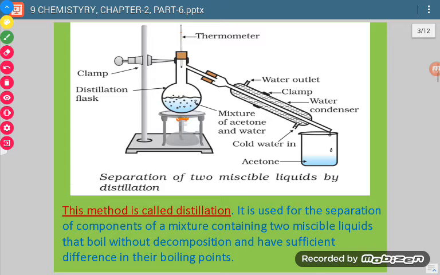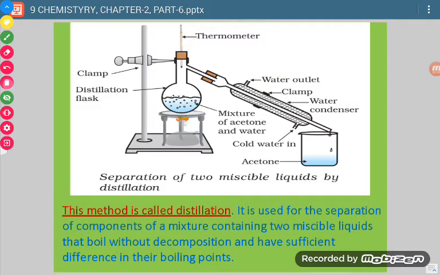Now see how it is. This is the apparatus. Here this is called the distillation flask. This is the Bunsen burner, and in this we have taken the mixture. This thing is called the condenser, which was discovered by Liebig. So it is also known as Liebig's condenser. This is to indicate the change in temperature.